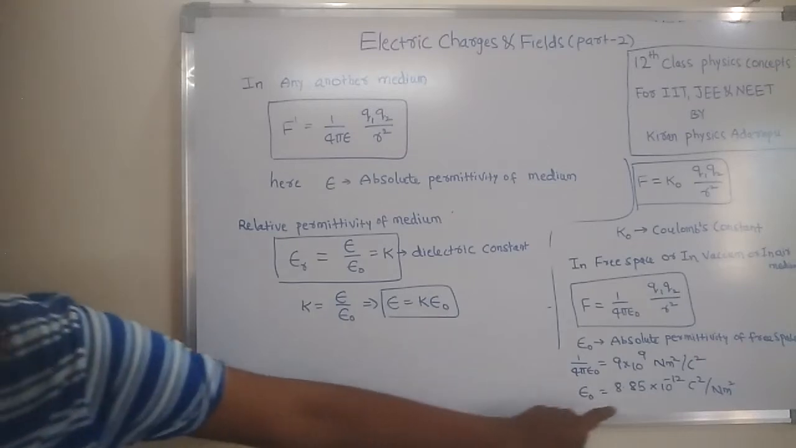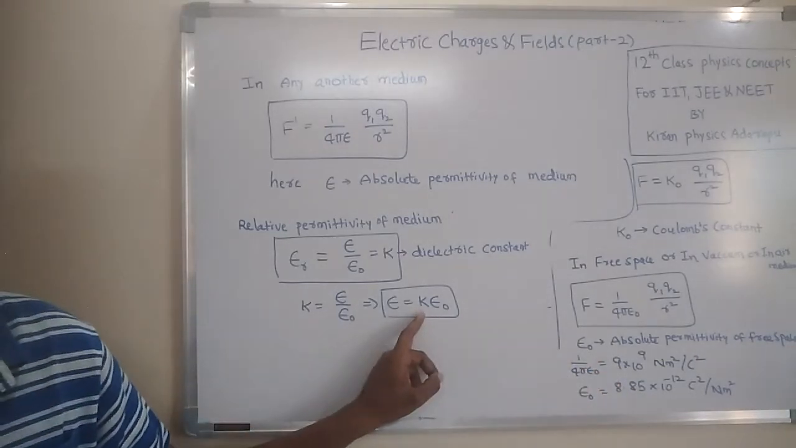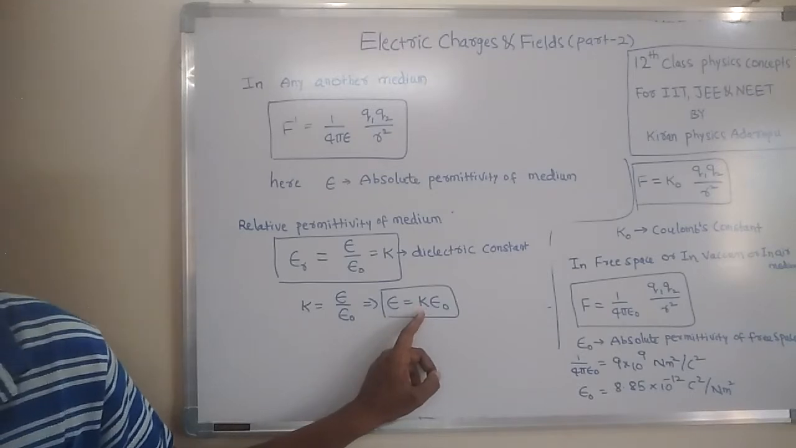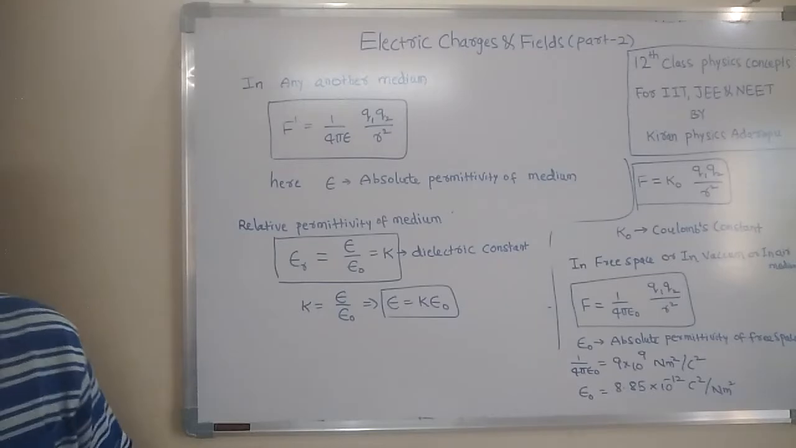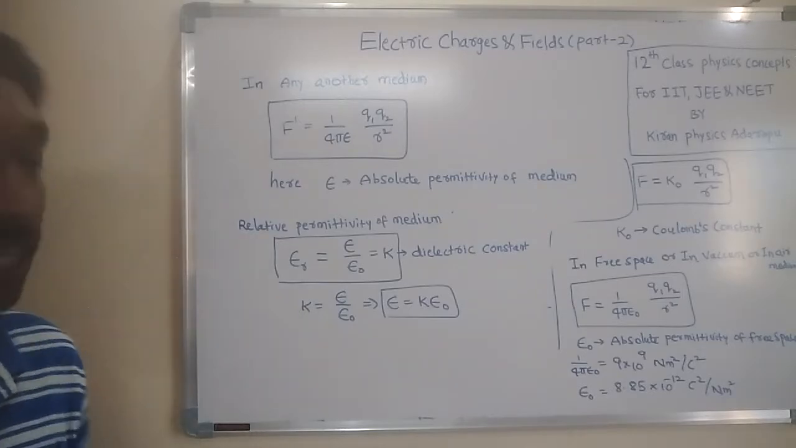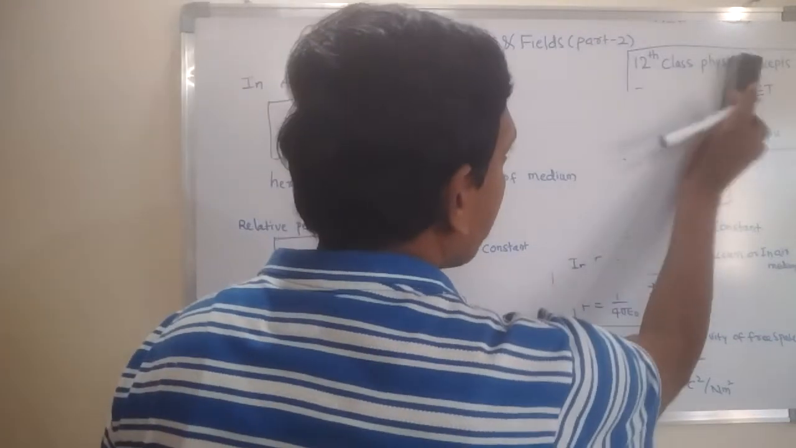Epsilon naught is always constant, that is 8.85 into 10 power. But K value is not always constant. For different mediums, K value is different. These all are the known values. So substitute these two in the expression, and you get the electric force in any other medium also. Okay, now next here.